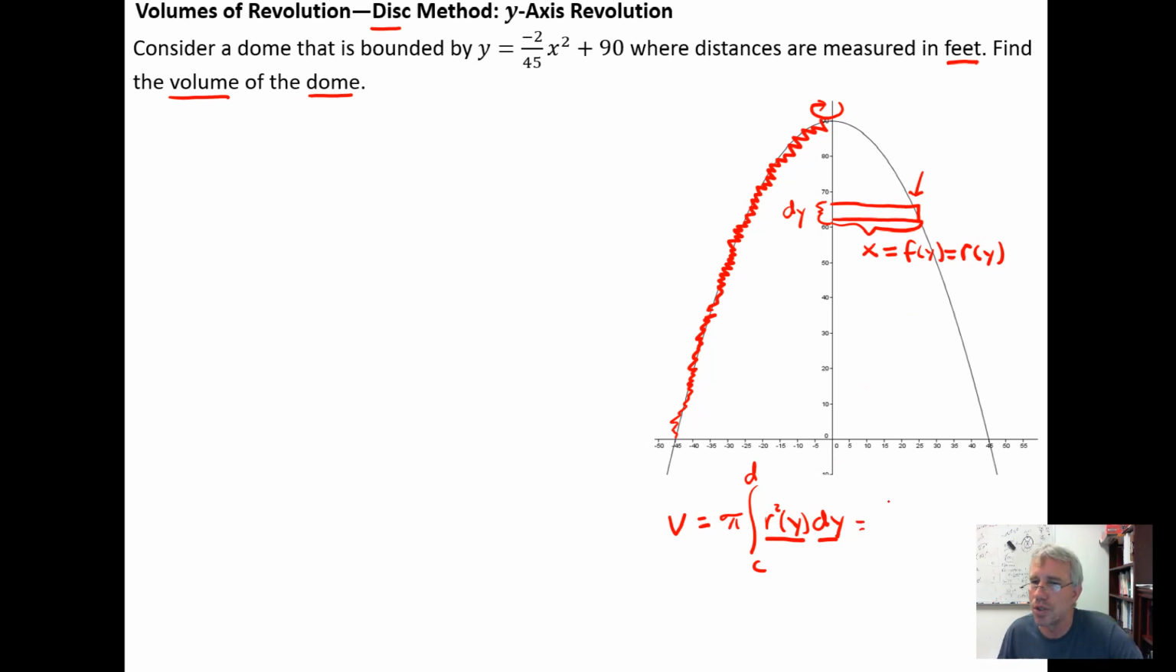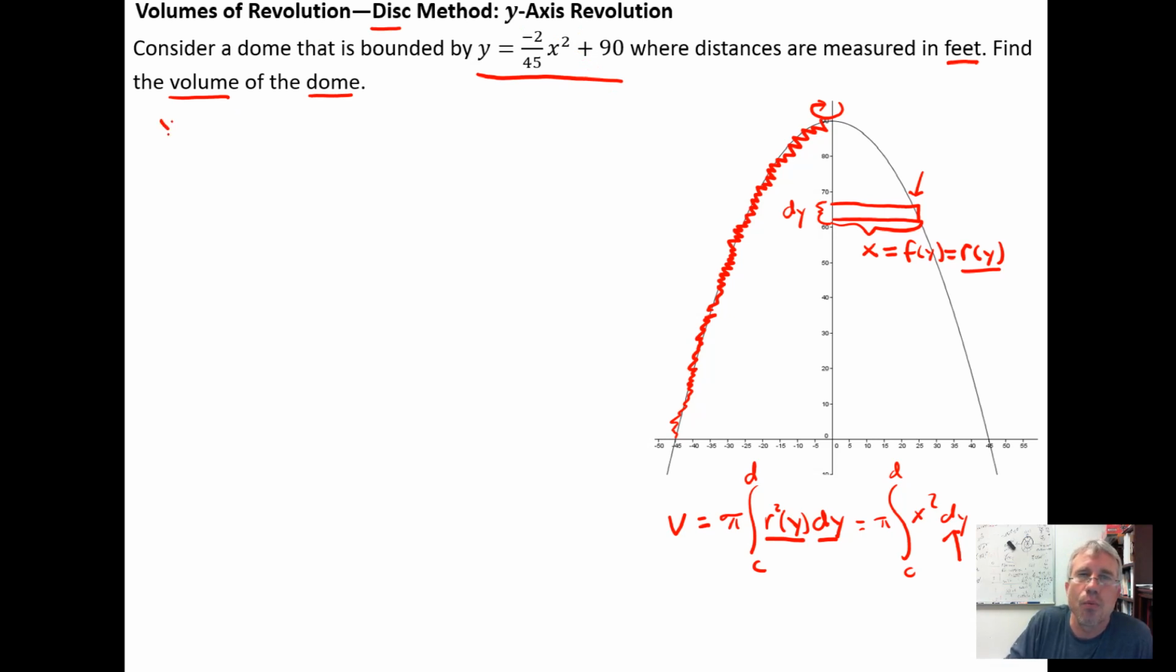So there's a sense in which we could say that this is pi, from c to d, of x squared dy. So x is the radius of revolution, but we need to be able to describe that radius as a function of y because we're integrating with respect to y. So the first thing I want to recognize, because I need to know x as a function of y in order to get my radii as a function of y, is I need to solve this equation for x, and then I'll know x as a function of y.